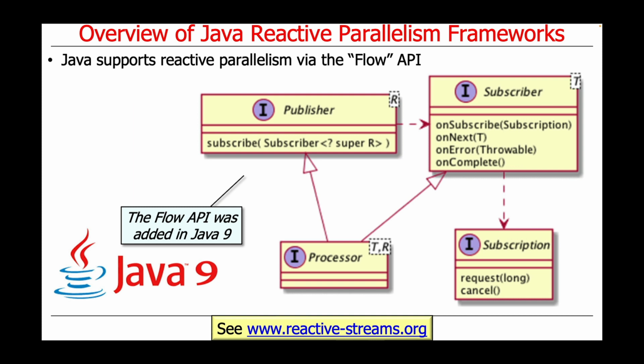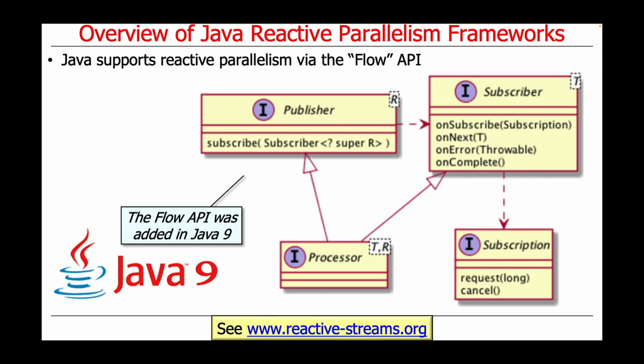And then you can also have these things called processors, which are both publishers and subscribers, so they can generate events, and they can also consume events or subscribe to events. And then there's also this thing called a subscription, and the subscription is something that you can use to indicate to a publisher how many events it should send until the subscriber says, okay, fine, I'm done processing those events, send me the next chunk.